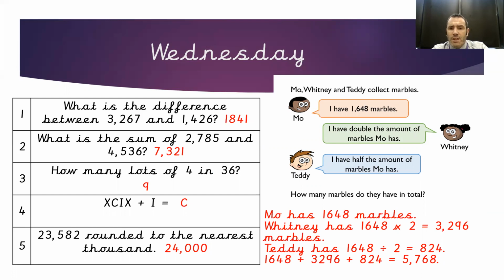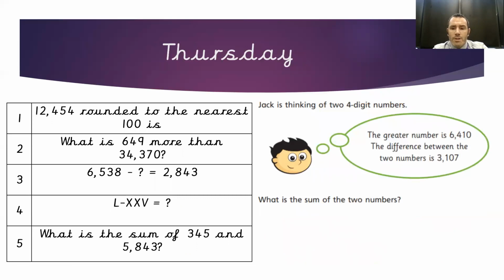The question then asks us how many marbles they have in total. So what we need to do is combine these three numbers. We need to add them together. So we've got 1,648 plus 3,296 plus 824, which gives us a grand total of 5,768 marbles.